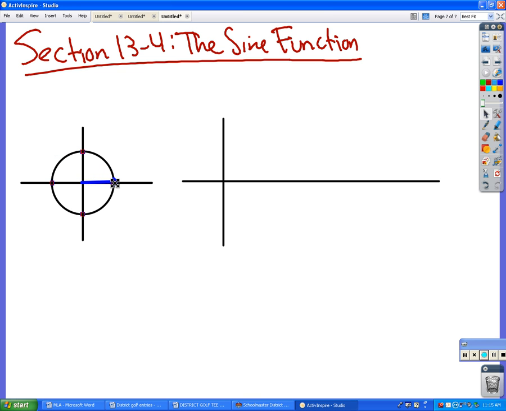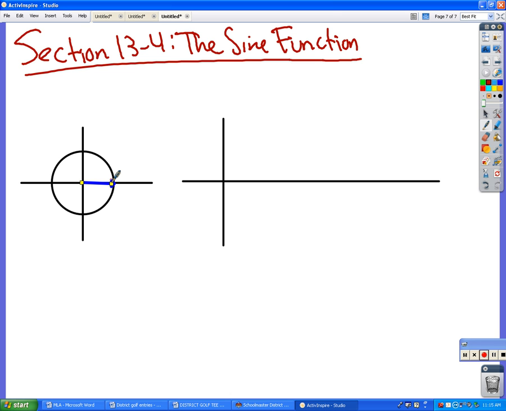The sine of an angle was the what? The y coordinate, okay? And so if I have my angle drawn right here, what would be the sine of this angle? 0, because the y coordinate is 0. And so what I'm going to do is take this arrow, this angle, and move it around the circle, and as I do that, I'm going to record the y values that I get as I go around.